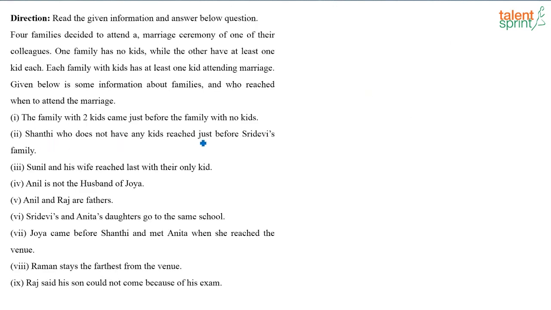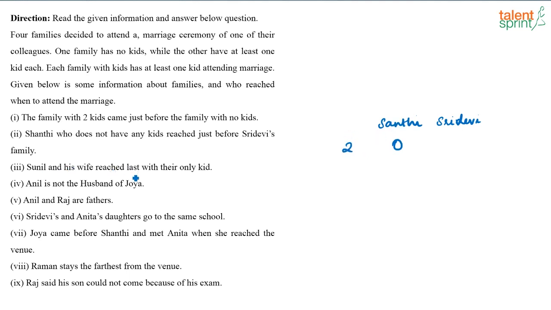Now, the family with 2 kids came just before the family with no kids. Shanti does not have any kids, and Shanti reached just before Sri Devi. So Shanti has no kids, or 0 kids, right? And she reached just before Sri Devi. So Shanti reached before Sri Devi. The family with 2 kids came just before the family with no kids. So Shanti is the family with no kids, so the family with 2 kids reached just before Shanti.